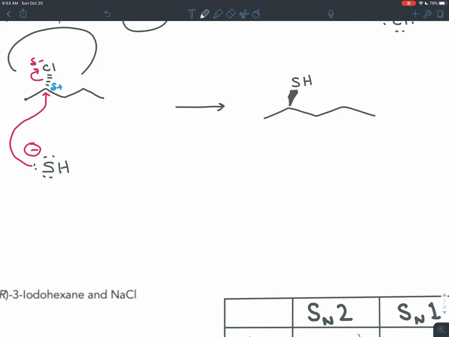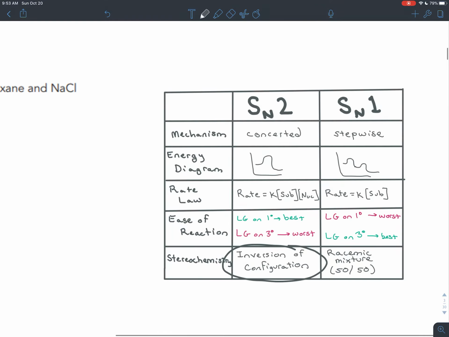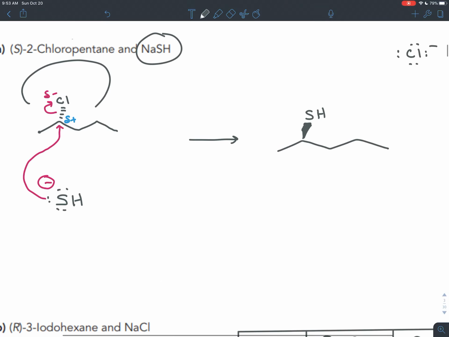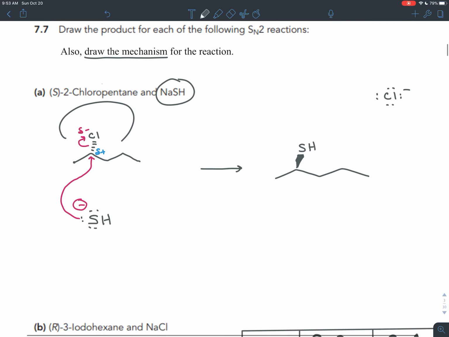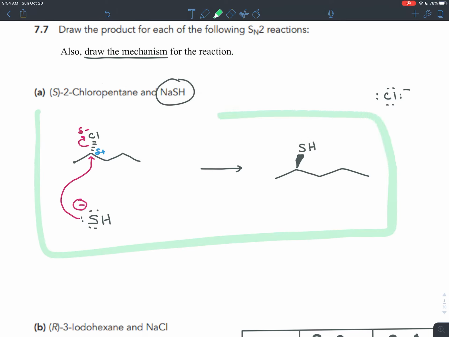The bond before was going away, and the bond that replaces it is coming out at us. Inversion of configuration. And that's the only product you get. With an SN2 reaction, you only get one product. It's the inversion of configuration product. And so that is the whole mechanism and the product for this reaction. The mechanism is drawn on the left side, and the product is drawn on the right.